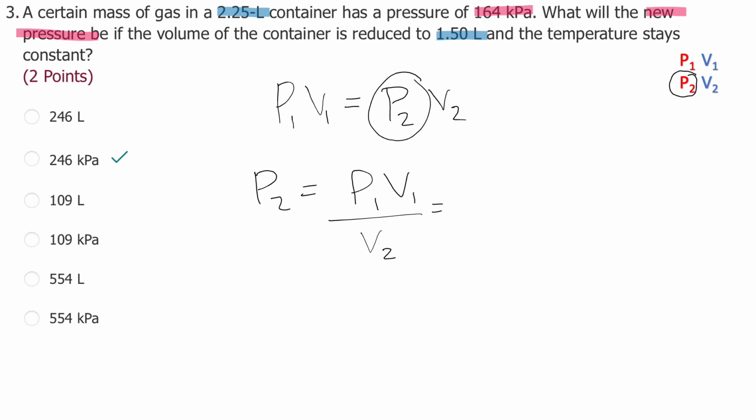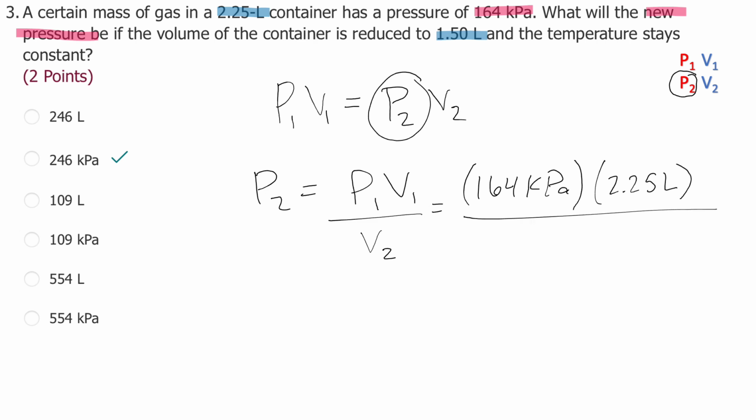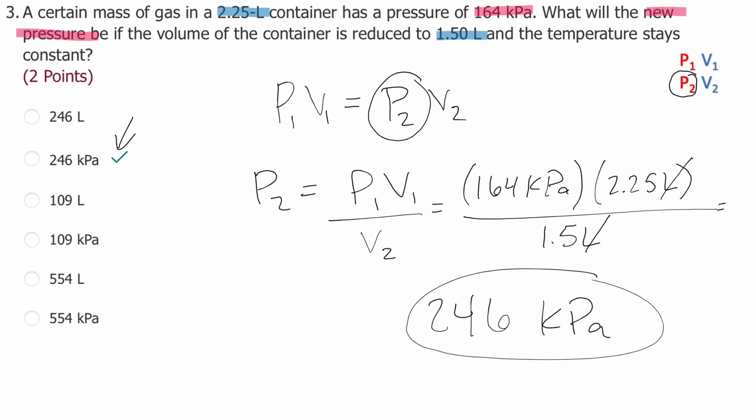So our initial pressure is 164 kPa. Our initial volume is 2.25 liters. And our final volume is 1.5 liters. So as you can see, our liters unit cancels out and we're left with kPa. Then in our calculator, we would do 164 times 2.25 divided by 1.5, and you get 246 kPa, and that would be your answer.